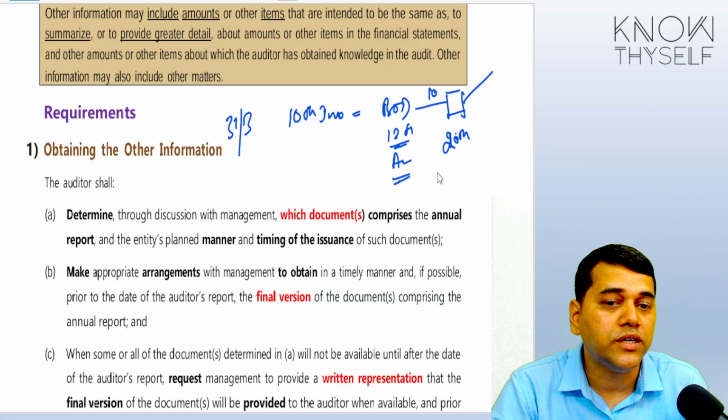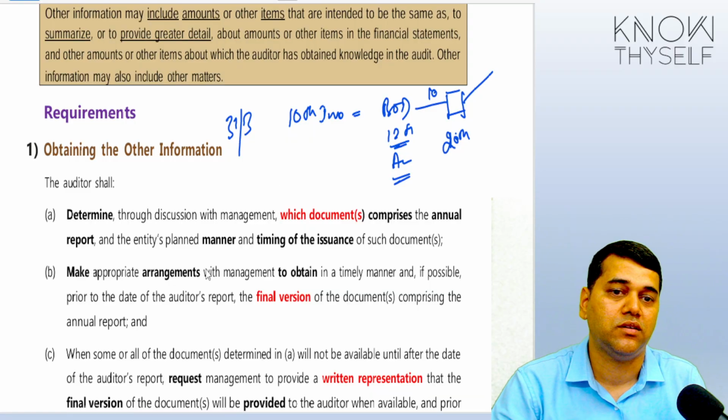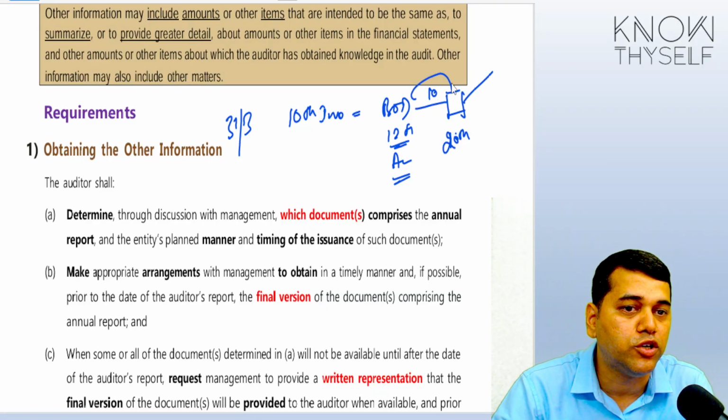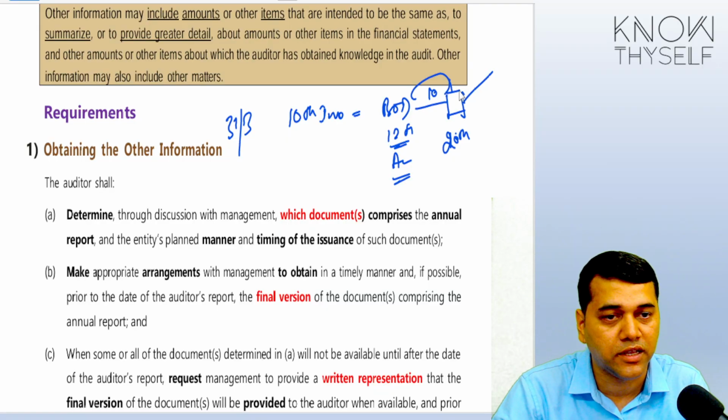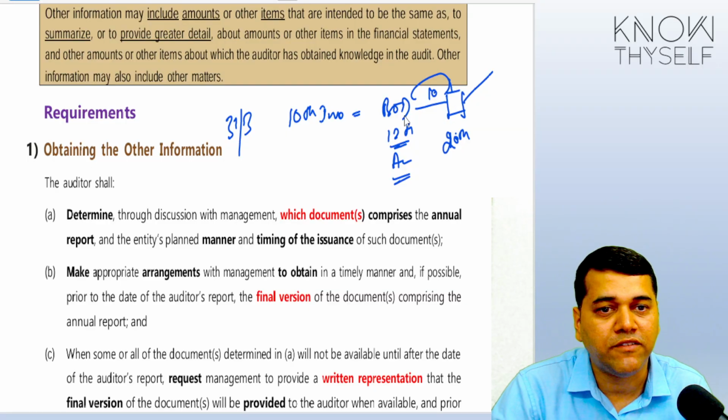So then how do you do it? That's why you always need to obtain one draft version. Because management must be knowing what they are going to tell in the board of directors report, sorry, in their annual report. So you have to ask the management, give me one draft, I will go through the draft.